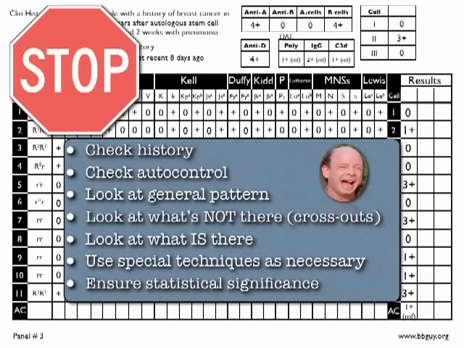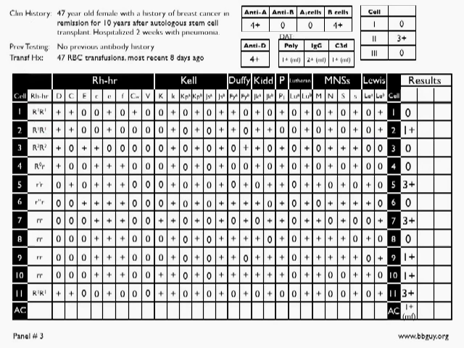Okay, welcome back. I took like two breaths. And hopefully you've had a chance to work on this. Let's talk about the history. This patient had an autologous stem cell transplant 10 years ago, 47-year-old female. She's been in the hospital for a couple of weeks. She has pneumonia and doesn't have any previous antibody history, but has been transfused a lot, most recently 8 days ago. That's kind of a big number there, and something that's important for you to keep in mind. Okay, and you'll see why in just a second.